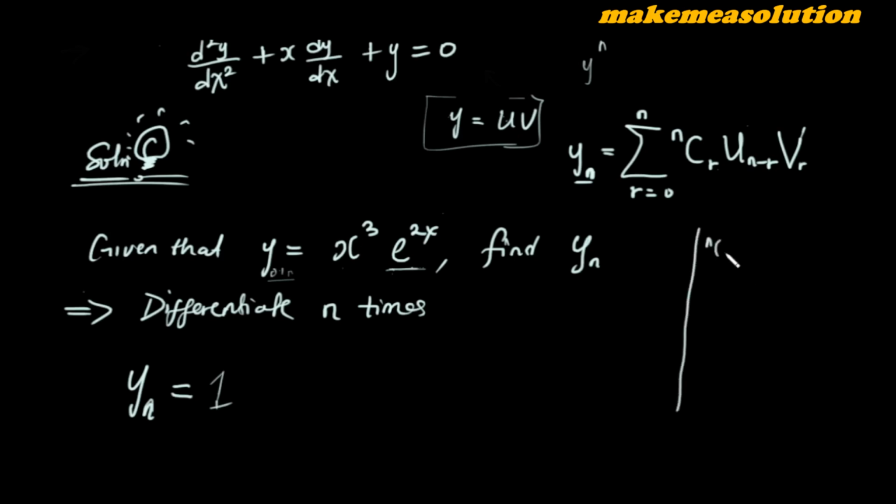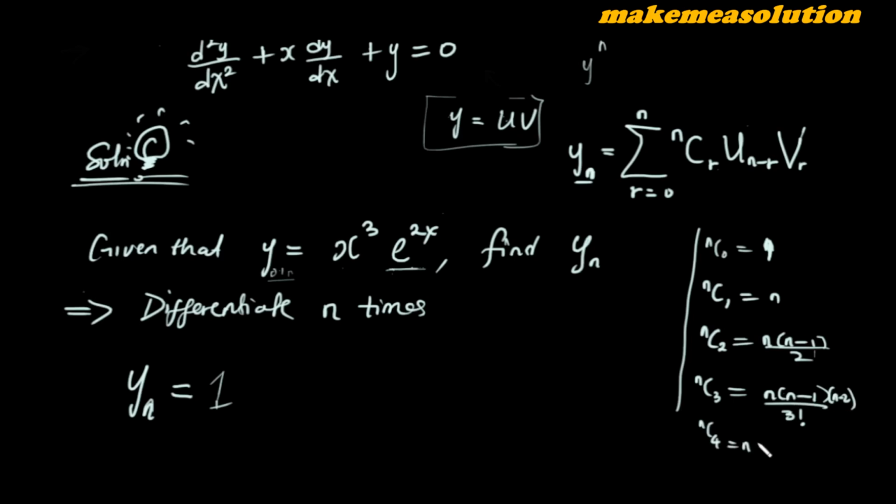Now, n combination 0 is 1, sorry. Now, n combination 1 is n. N combination 2 is n into n minus 1 over 2 factorial. N combination 3 is n into n minus 1, then n minus 2, all over 3 factorial. And so on and so forth. Sorry about that. N combination 4 will be n, n minus 1, n minus 2, n minus 3 divided by 4 factorial. So these are our combinatorial coefficients that we should remember in the course of differentiating n times.